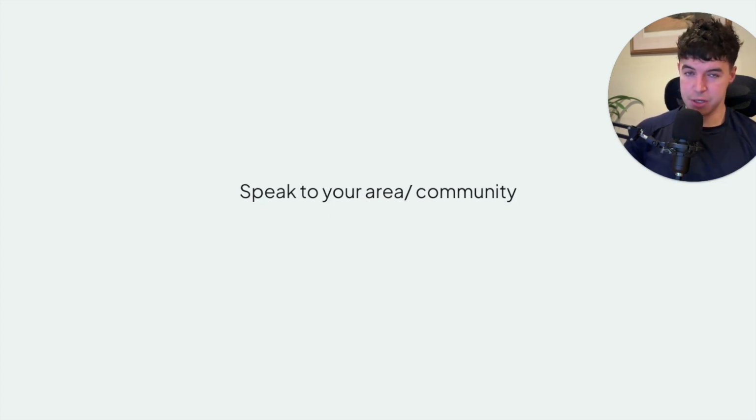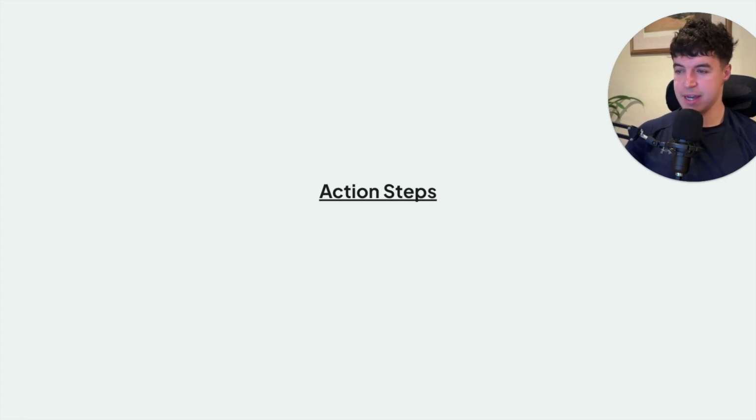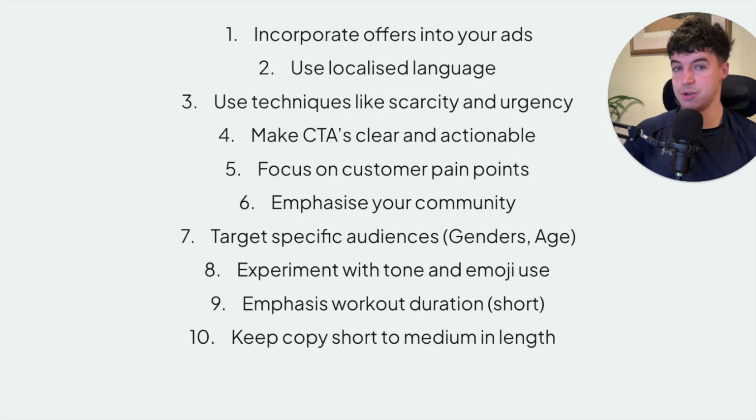Free came up a lot within the offers and within the headlines of all the ads that I looked at. Speak to your area and community. I've spoken about the power of calling out a particular area and why that's going to be important, so I'm repeating that there. Emphasis on benefits over features. Again, I spoke about why that's going to be important for us to do, so you've got an understanding of that already. And then we're on the action steps. I've basically taken those key takeaways and turned them into action steps that you can use for your own ad copy.